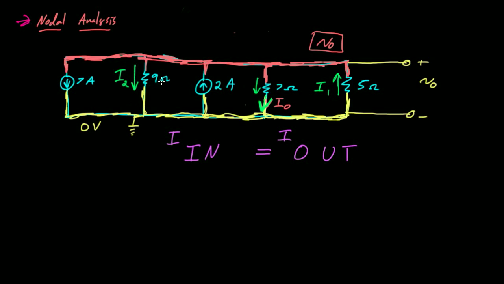So now I've named all of the currents, and I've assumed a current direction through all of the resistors. And again, I can assume whatever direction I want, and still my nodal analysis is going to work out.